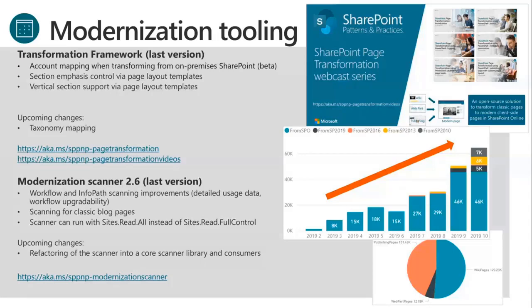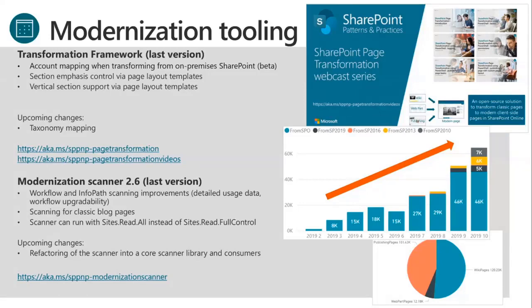From a usage perspective, you see the graph, the middle graph with the red arrow. Things keep on growing. We did about 65,000 pages in October. And you see the color boxes on top. We have a big amount of pages coming from 2010, 2013, and 2019. 2016 is not so heavily used apparently in transformation, but this really indicates that folks are transforming pages from on-prem to online, which is good.